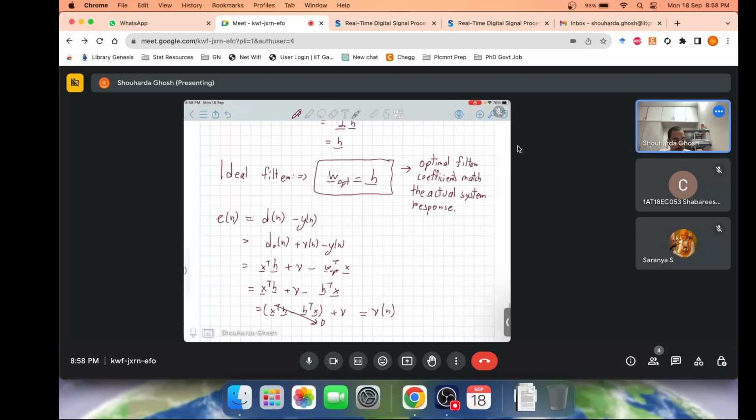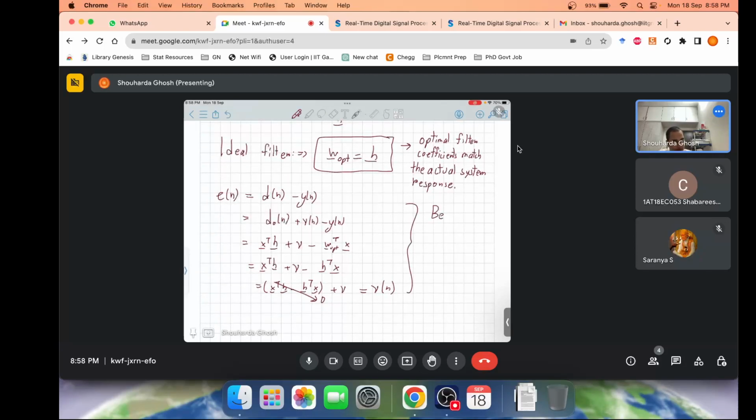I get noise. So what is this? Best case scenario, output noise equals background noise, and that means there is no mismatch error. No mismatch error meaning that if I take w of n minus h, w minus h is equal to 0.